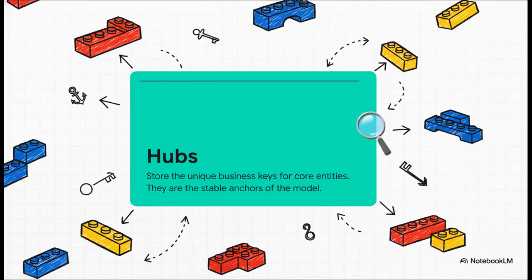The Data Vault is actually built from 3 really simple building blocks. The first one is called a hub. A hub stores one thing and one thing only, a unique business key. Think customer ID, product SKU, employee number. These are the stable anchors of your business that don't change. They're like your core Lego bricks.